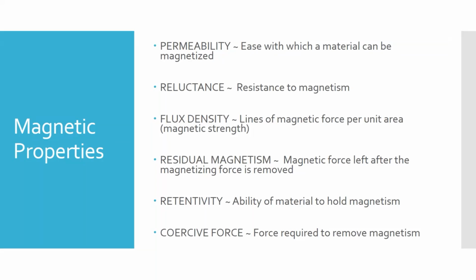Okay, so reluctance is the opposite of that. That's the resistance to magnetism. So iron has high permeability, it has low reluctance. Okay, aluminum has low permeability, high reluctance. Okay, it's reluctant to being magnetized. The flux density is how strong that magnetic field is. It's based on how tightly together those flux lines are.